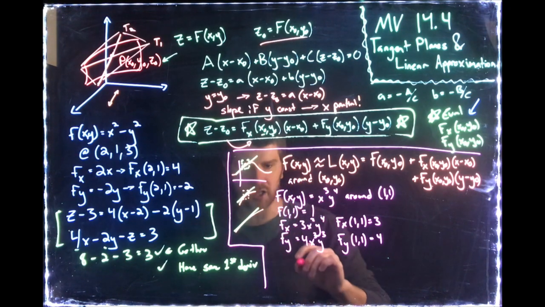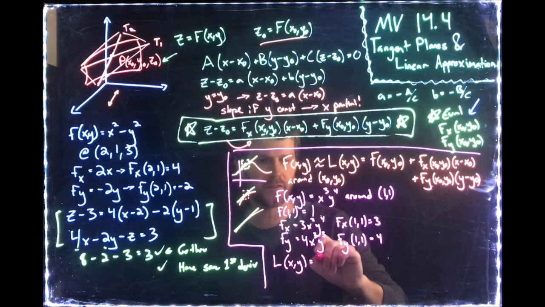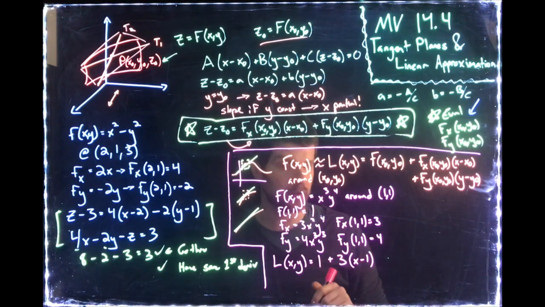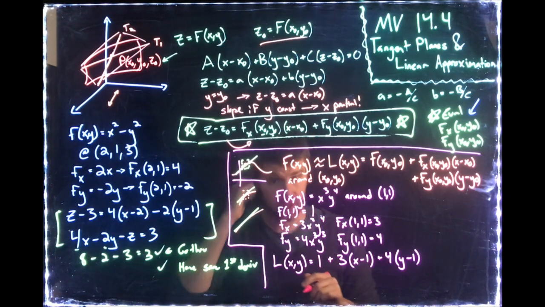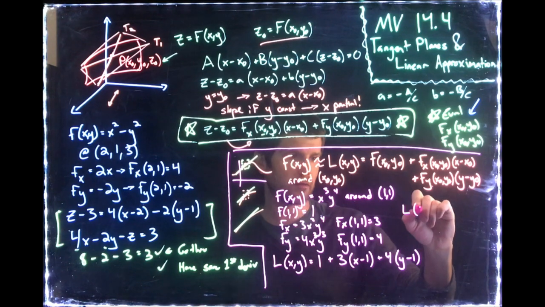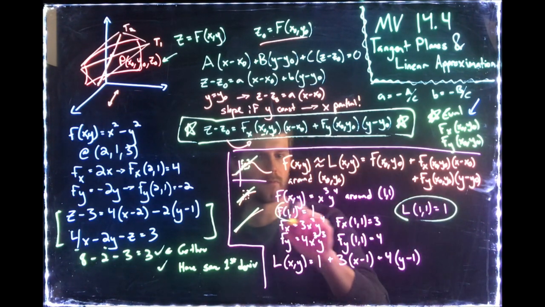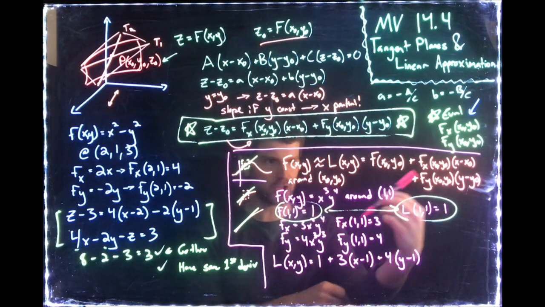So my linearization of this function looks like the original value of the function, plus the x derivative, 3, times how far away from 1 we are, x minus 1, plus 4 times y minus 1. It's worth noting, of course, that if I plug in 1, 1, I get 1 plus nothing. So at the point in question, the approximation is perfect, which makes sense. It's a tangent plane. It should actually touch at that one point.